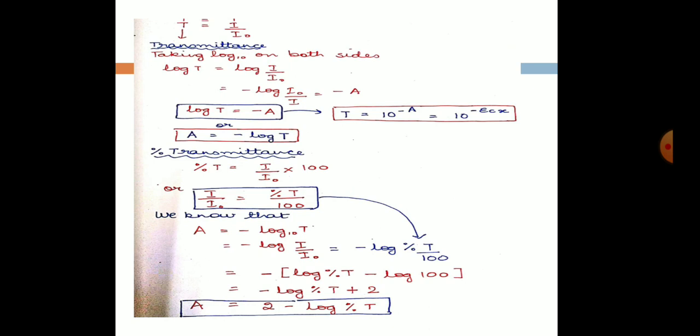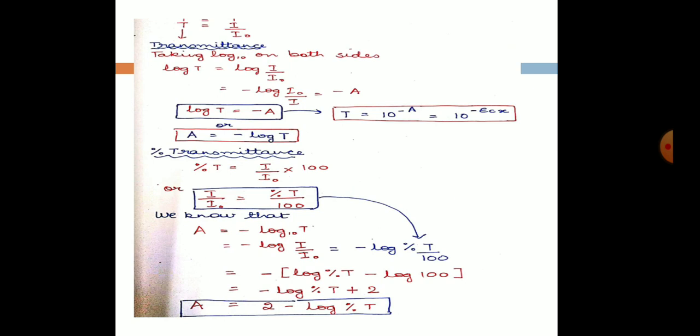Now just to get more relationships between absorbance and transmittance, let us take the log on both sides, log to the base 10. So we will get log T is equal to log I by I naught. Now if we put a minus sign before log I naught by I, it means the same as log I by I naught, and we get a relationship that log T is equal to minus A.